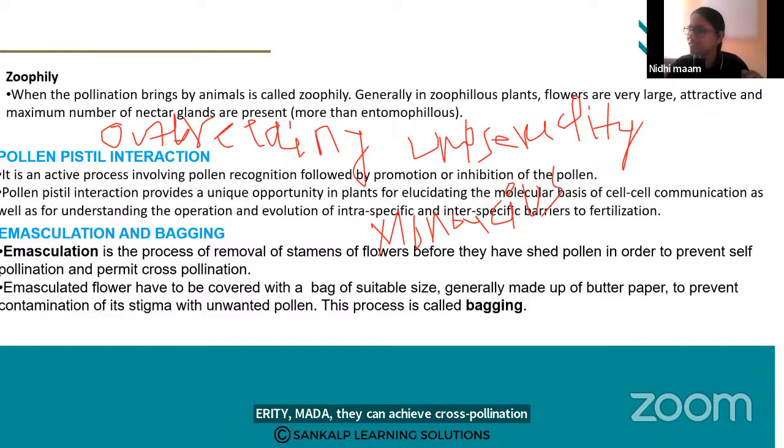Next comes self-incompatibility. What is self-incompatibility? The pollen will not pollinate or will not form the pollen tube to the stigma of the same flower. Suppose by mistake the pollen grain in one flower falls on the stigma of the same flower, the pollen will not germinate only. It is called self-incompatibility.